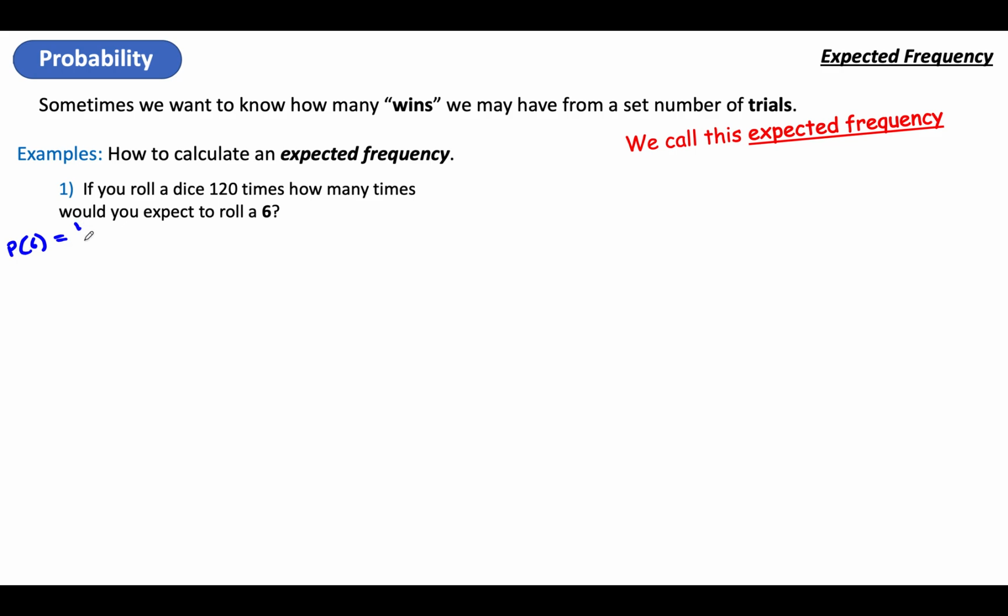What's the probability of rolling a 6 on a dice? Well, there's 1 six out of a total of 6 different numbers. There's a 1 in 6 chance of rolling that 6 on a standard fair dice. Now, with expected frequency, probability equals proportion. In this particular context, probability is proportion. Proportion is probability. It's the same thing. If the probability of getting a 6 is 1 in 6, then that's the proportion of times that I would expect to win.